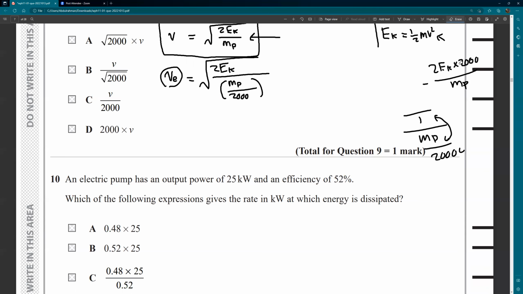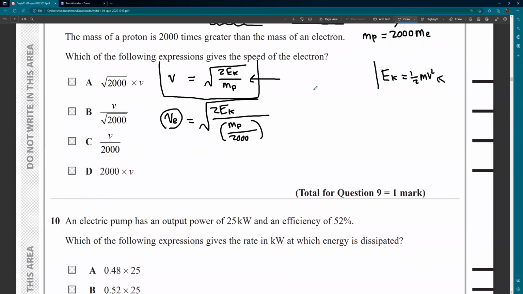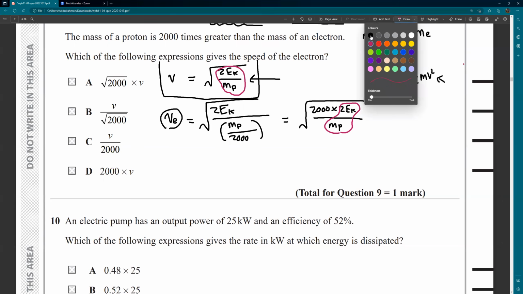So yeah, however you want to simplify the fraction, what I'm trying to do is make it into one fraction. It's never good to have a three-way fraction or a four-way fraction. So let's simplify and say that this is equal to the square root of 2000 multiplied by 2 times EK. So I took the 2000 to the top, divided by the mass of the proton. And what we can see inside this square root is 2 times EK over MP, which is the expression for the velocity of the proton.